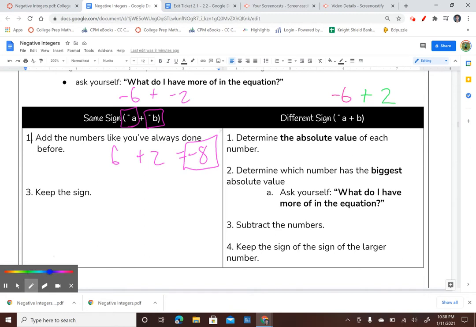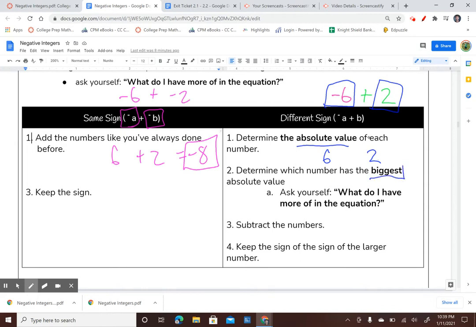Now we take a look at what absolute value means. Remember, that's going to be the distance that the number is from 0. So if we're looking at -6, how far is -6 from 0? 6 places, right? What about +2? How many places is that from 0 on the number line? That's also just 2 places away.